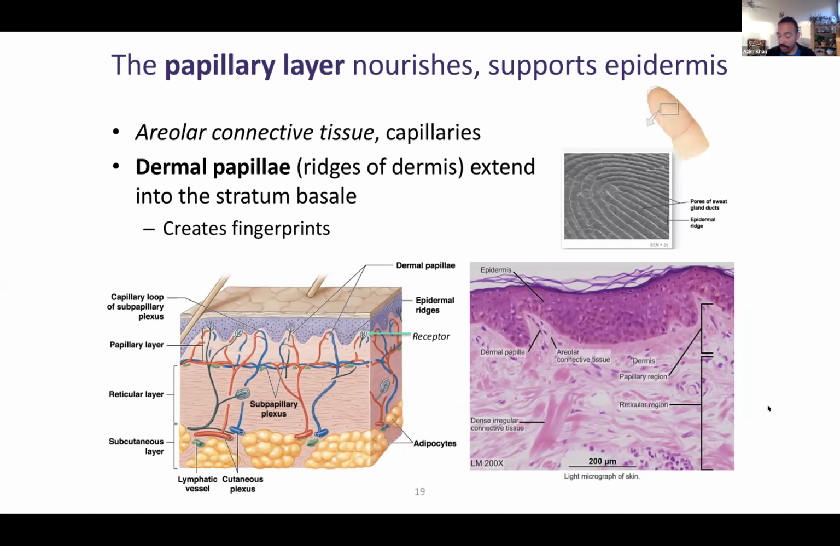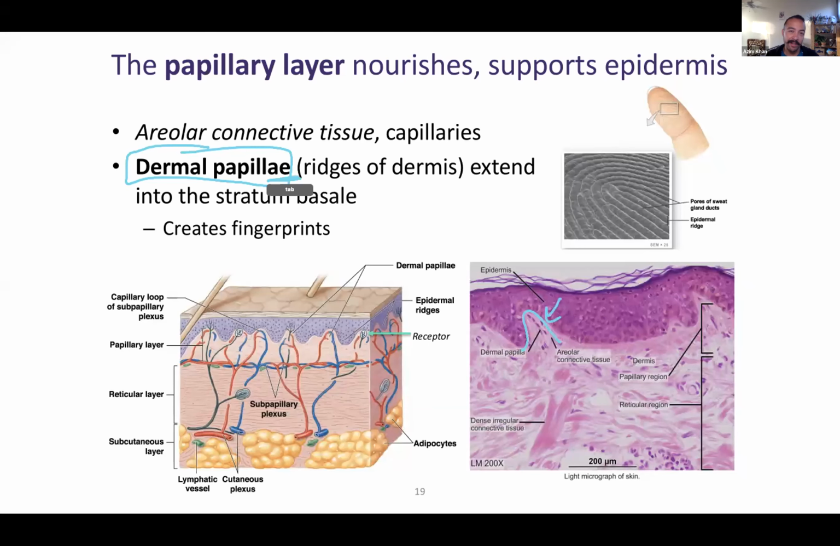The papillary layer, once again, has areolar connective tissue, has blood vessels. Therefore, it's going to be the one nourishing the epidermis. It's giving nutrients to stratum basale so it can undergo mitosis. The term for these bumps, like this bump right here, the term for this is a dermal papilla, or plural papillae.